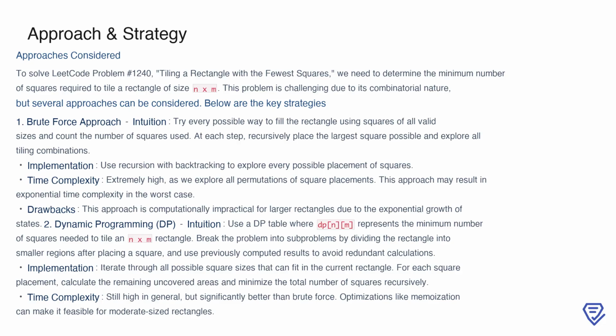By breaking the problem into subproblems and reusing previously computed results, we can significantly reduce redundant calculations. The implementation involves iterating over all possible square sizes for a given rectangle and minimizing the total number of squares through recursive calculations. While this is more efficient than brute force, the time complexity remains relatively high, and the approach requires considerable memory for storing intermediate results.